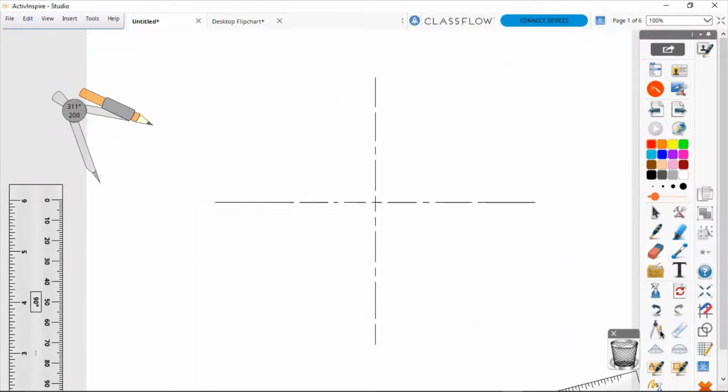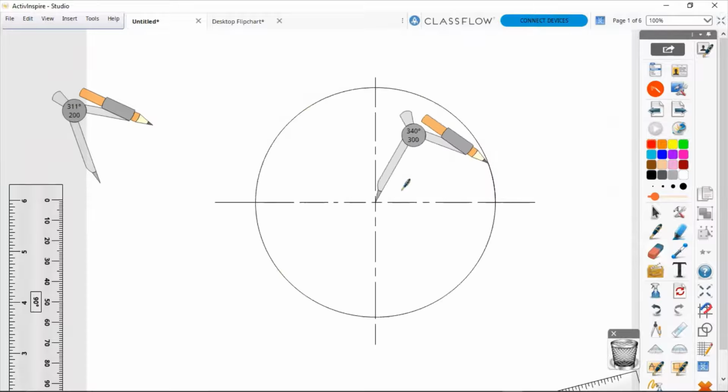I'm now going to draw my circle, using their point of intersection as the location of my compass point. So there I go. Then I'll draw my circle. Alright, so that's my circle.